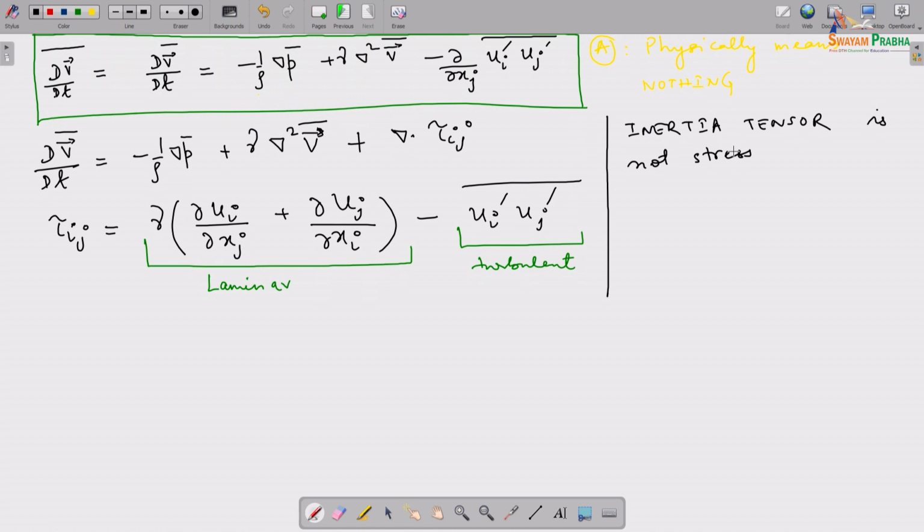Yeah, I can see that, right. It is not stress as I see it, right. But if I write it in this fashion, then I see it does boil down to a laminar part and a turbulent part, right. It does have a laminar part and a turbulent part.